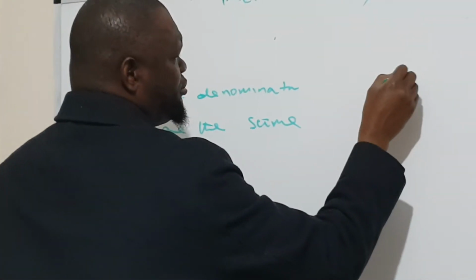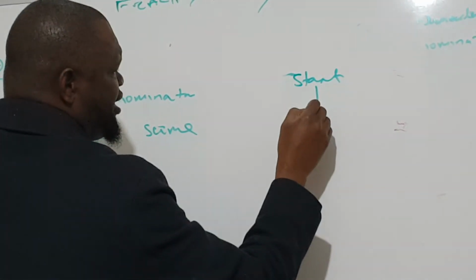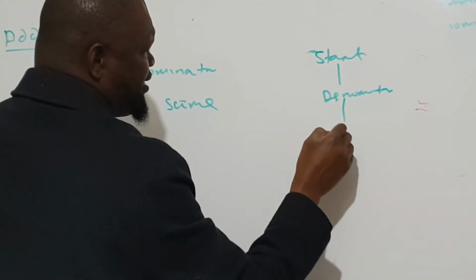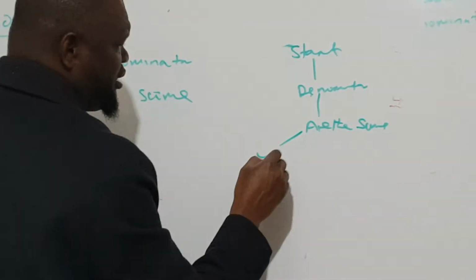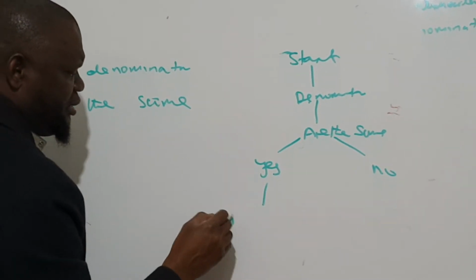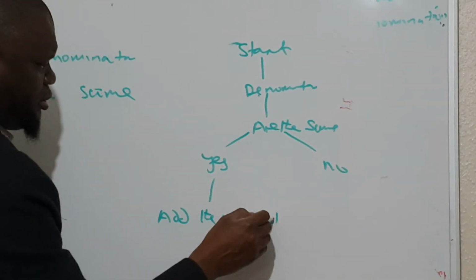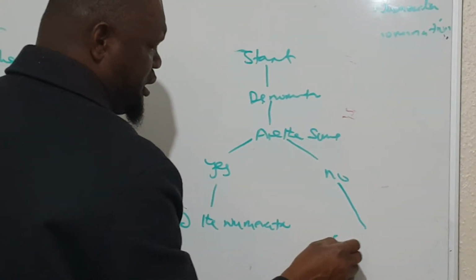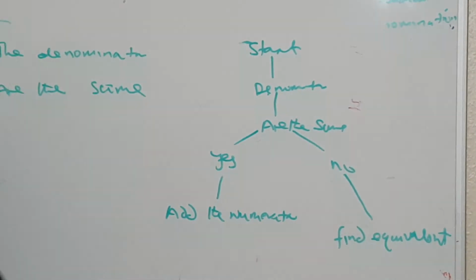Look at the denominator. Are they the same? Yes, then add the numerators. If it is no, find the equivalent. You're going to learn all this, yes?